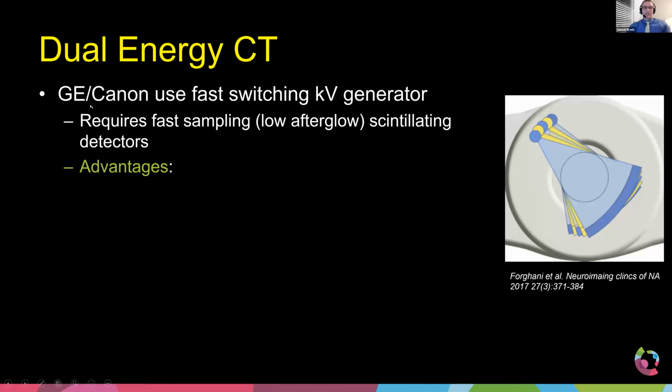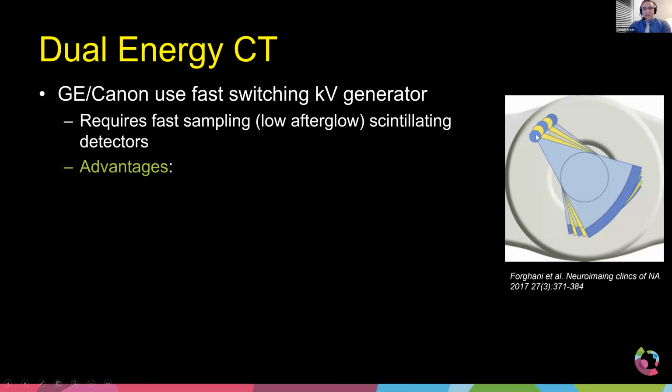All right, so GE and Canon. GE has done this from the beginning, back in 2008 or 2012, I think, is when they came out with their first dual energy scanner. Canon only barely just changed over and decided to do what we call fast switching kV. So therefore, unless you have a brand new Canon CT scanner, they don't do this yet.